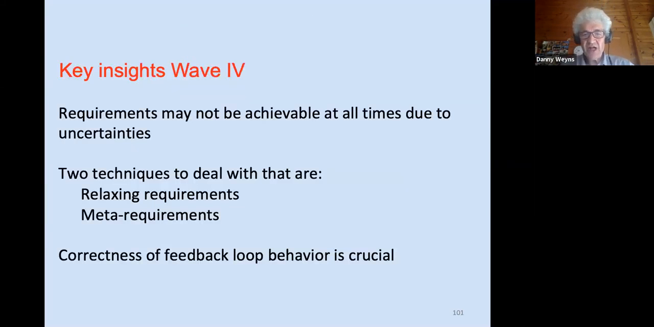So the key insights of wave 4 are that requirements are something we maybe cannot achieve all the time due to uncertainties, and we can have techniques to deal with that, such as relaxing requirements and meta requirements. A point I didn't mention before is that these are requirements about quality properties, but of course a feedback loop needs to behave correctly, which is also something that has been studied in wave 4.